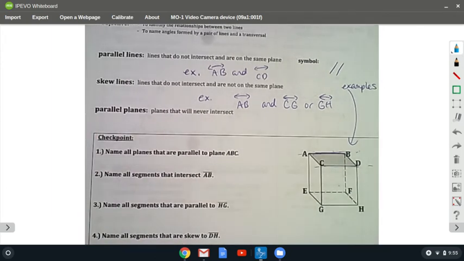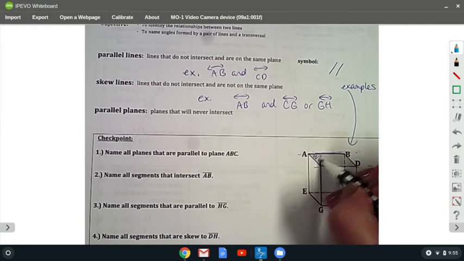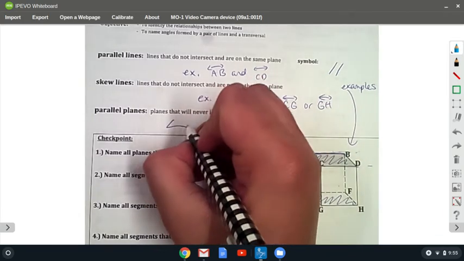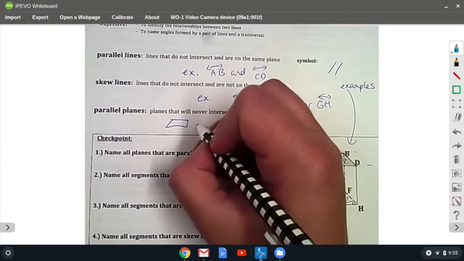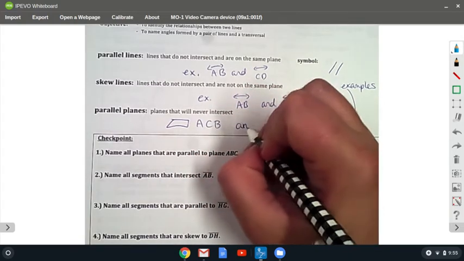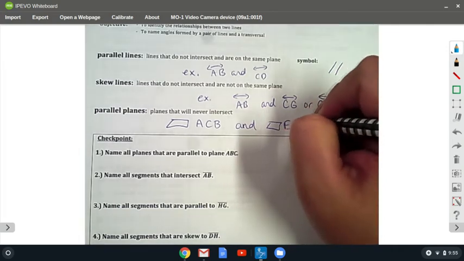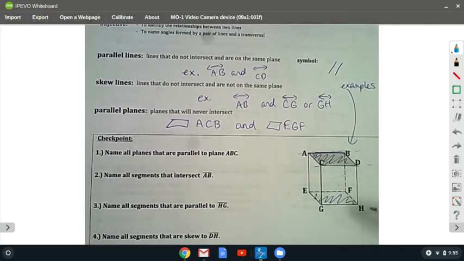Parallel planes are planes that will never intersect. So an example of a parallel plane could be this top plane and this bottom plane. So I could call the top plane ACB and the bottom plane, I could call it EGF. There are a lot of parallel planes in this picture. There's also these two side ones in the front and back.